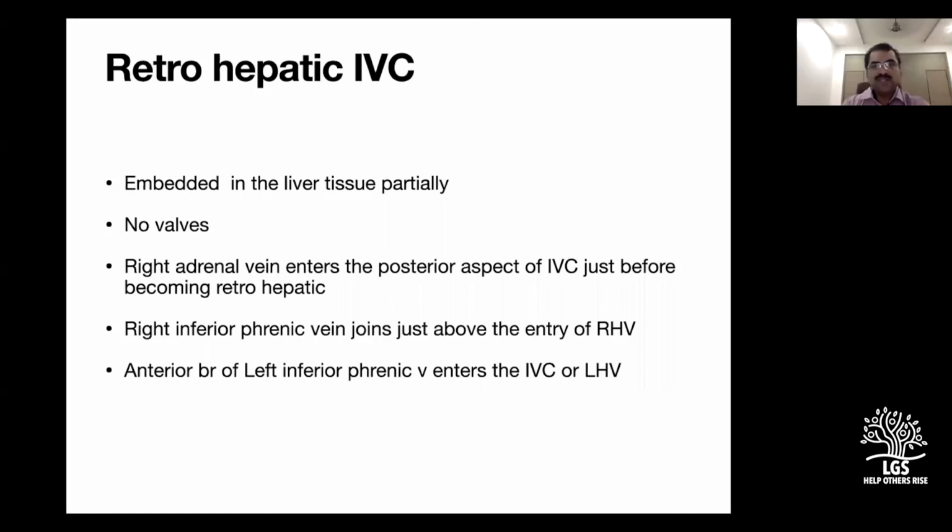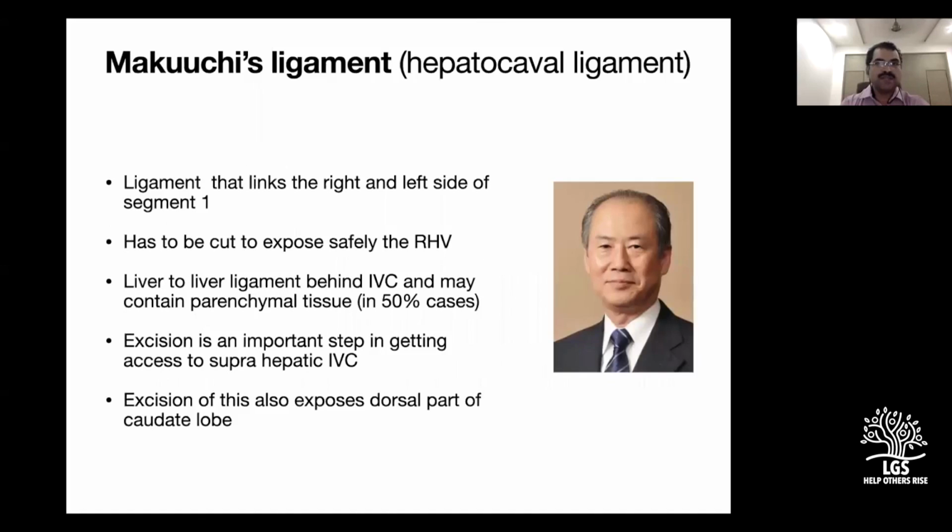So there are other veins which enter the IVC. The right inferior phrenic vein joins above the entry of the right hepatic vein, and the left inferior phrenic has a posterior branch and an anterior branch. The posterior branch actually joins the left renal vein, whereas the anterior branch joins the junction of the IVC with the left hepatic vein, or the left hepatic vein itself.